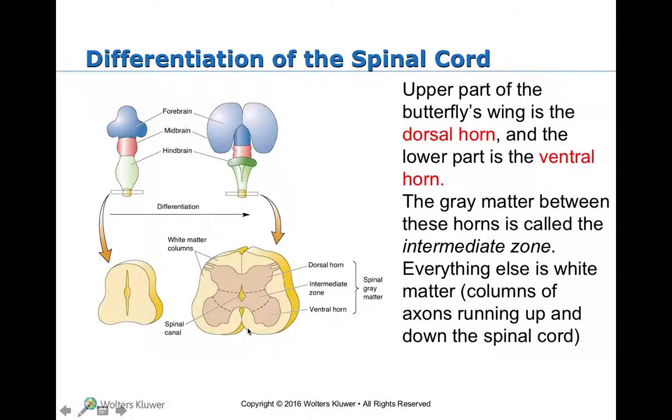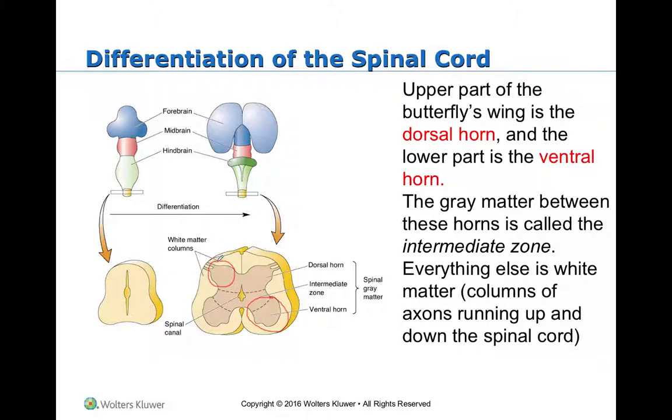Now the upper part of the butterfly wing, if you were to take a cross section of the spinal cord, you see this generally nice looking feature where it looks like butterfly wings. The upper part of the butterfly wing is the dorsal horn, and the lower part is the ventral horn. Now again, if you remember the Bell-Magendie law, you probably know what things are coming in and what things are leaving each of these horns. The dorsal horn is where sensory information is coming in, ventral horn is where the motor information leaves. And the gray matter that is found between these horns is called the intermediate zone.